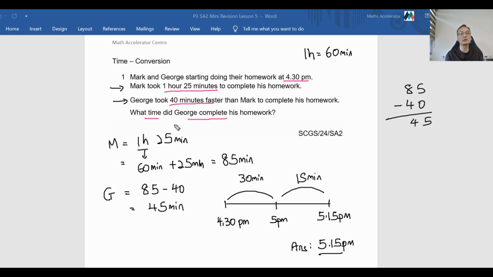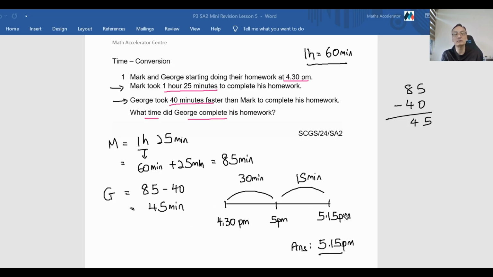So as you can see in this question, it involved conversion. We need to know that 1 hour is 60 minutes, and we need to be able to convert 1 hour 25 minutes into 85 minutes using this method. After that, we know that George is 40 minutes faster. Please take note, when you're faster, you have a shorter time duration compared to the person before you, right? In this case, it will be 40 minutes less than the 85 minutes that Mark took to complete his homework. Okay, so for 85 minus 40, we will get 45.